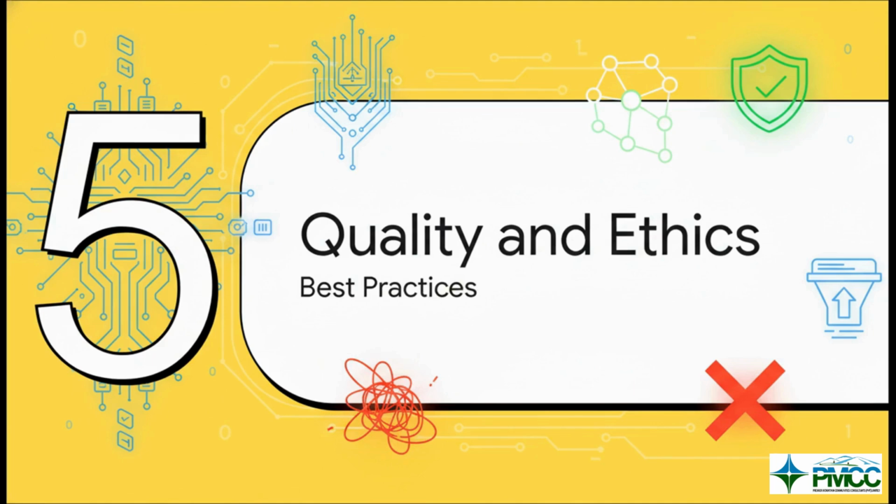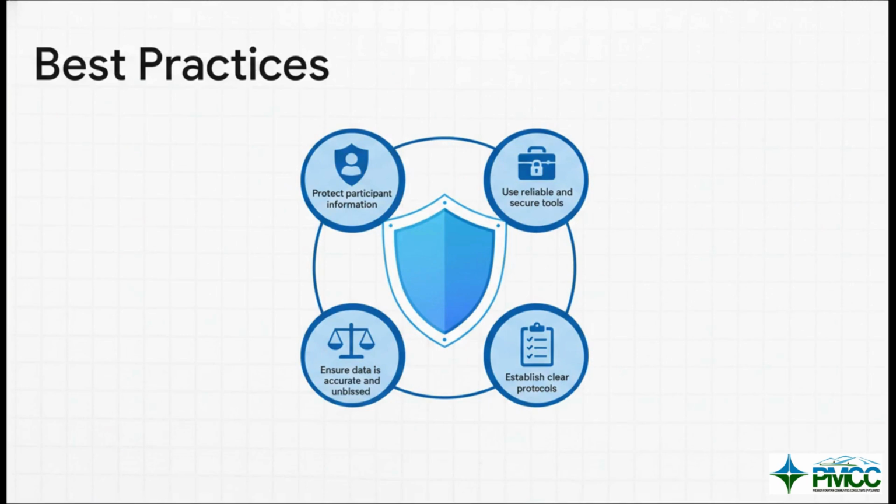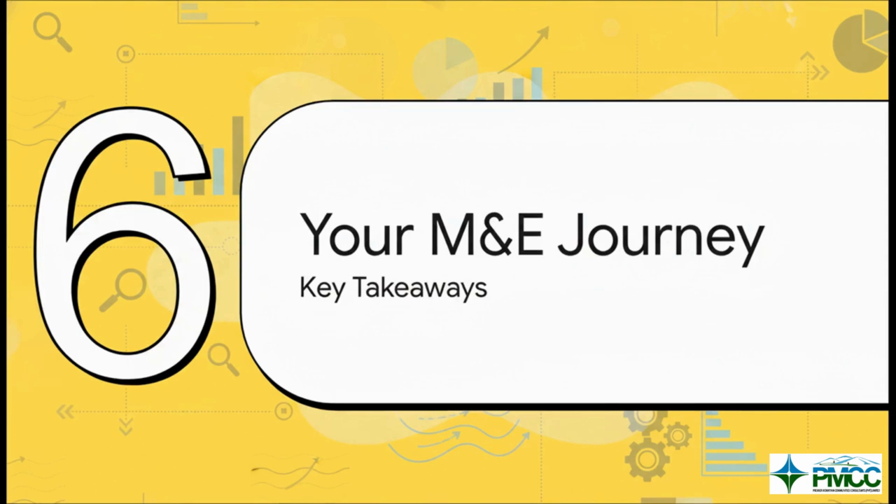Because let me tell you, bad data is actually worse than having no data at all. It can lead you in a completely wrong and sometimes harmful direction. This really all boils down to being professional and responsible. We're talking about using secure tools, not just for accuracy, but to protect the people giving you their information. It means having those clear protocols so your data is reliable no matter who collects it. And most of all, and I can't stress this enough, you have to protect the privacy of your participants. That trust, it's everything.